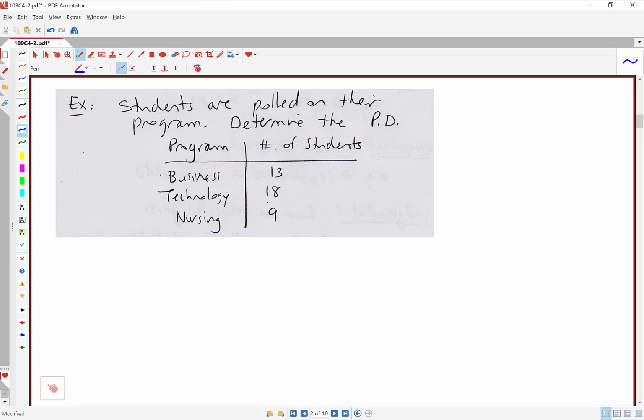Now let's say some students are polled on their program. The question is to determine the probability distribution. So we're just going to write PD for short for probability distribution. And what we have is some data in front of us. So imagine we walked down the hallway, took a random sample of students. So the number of students who said business was 13, number of students who said technology was 18, and number of students who said nursing was 9. So out of this, we somehow want to form a probability distribution.